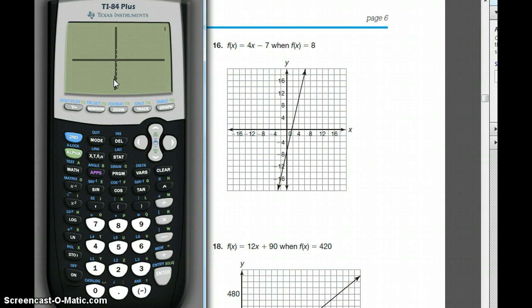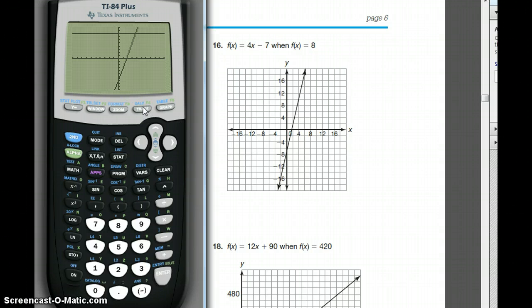Now you'll notice I have thick, funny lines here. So that means that my window is not set. See, we normally want negative 10, 10. That's crazy. So if you remember, you go to zoom. If you go down to zoom standard, it will reset my windows into the standard windows. So here's my 2 lines, and I want to know where they intersect because I'm trying to find the x value when y equals 8.